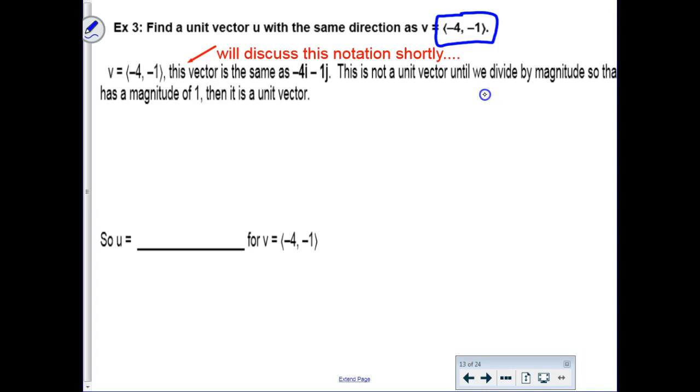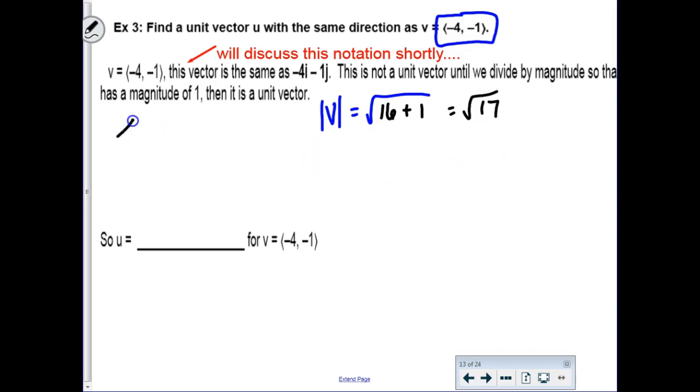The first thing we're going to need to do is figure out this vector's magnitude. So, with me, let's find the magnitude of vector v by taking -4 squared, which I'm just going to write as 16, and then plus -1 squared, which I'll write as 1. So the square root of 17 is the length of the vector.